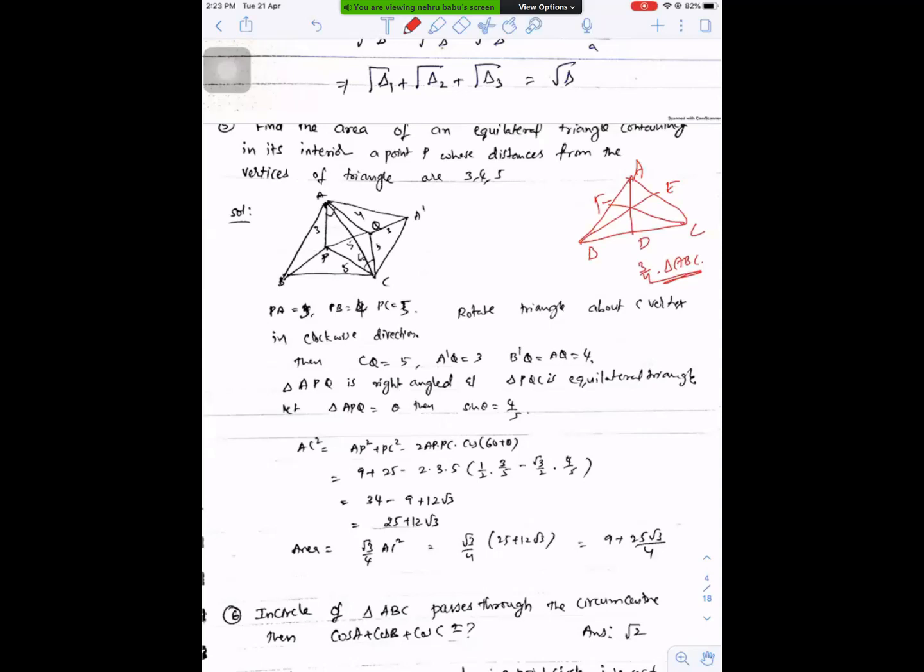Okay, just note down that statement. If you construct a triangle with AD, BE, CF as sides, even this proof is also there in your notebook. Then the triangle area is 3/4 of triangle ABC area.